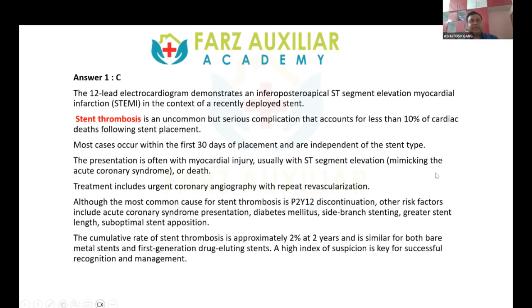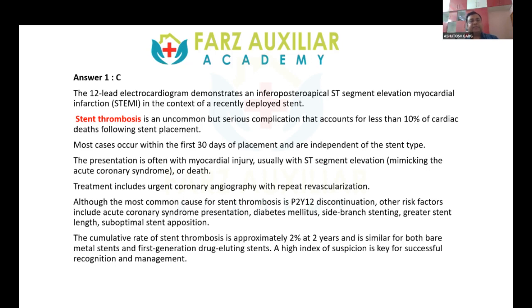So presentation is again the same: chest pain and ST elevation. Treatment: urgent coronary angiography with repeat revascularization. Most common cause for stent thrombosis is the drug discontinuation. Other risk factors are diabetes, side branch stenting, greater stent length, suboptimal stent apposition. But most common is the drug discontinuation, especially P2Y12 inhibitors like clopidogrel or any other blood thinner which is given.